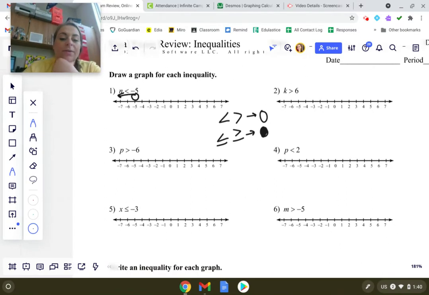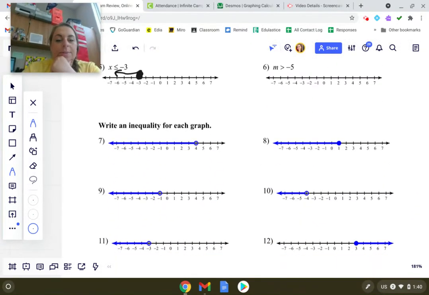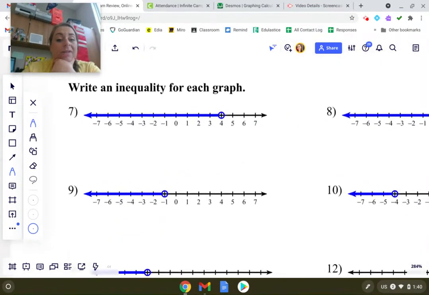So number 5, this one's going to have a closed circle at -3. And again, it's saying that it's less than, so you want to go smaller than your -3. All right, so now let's jump to writing the inequality given the graph.